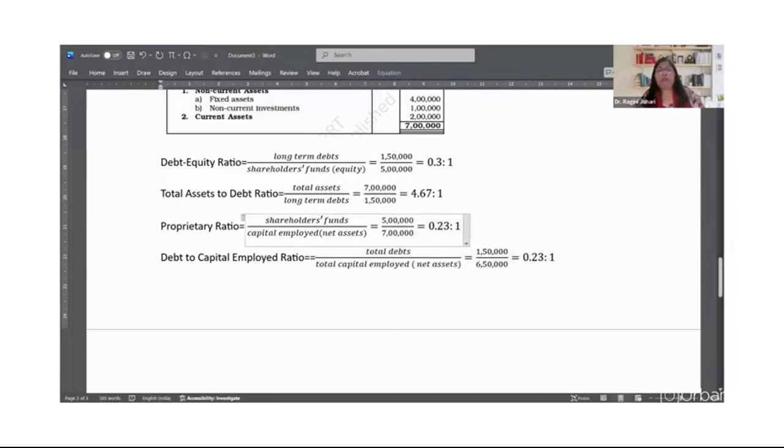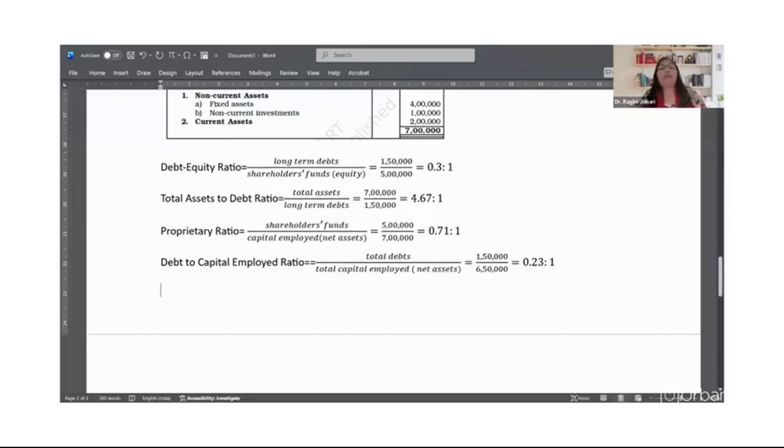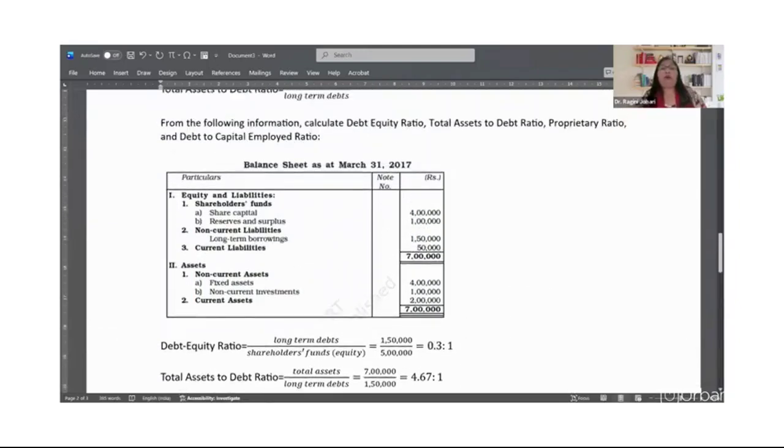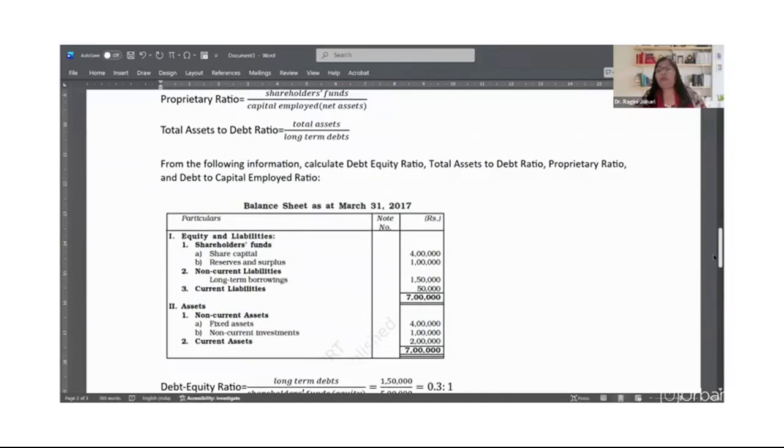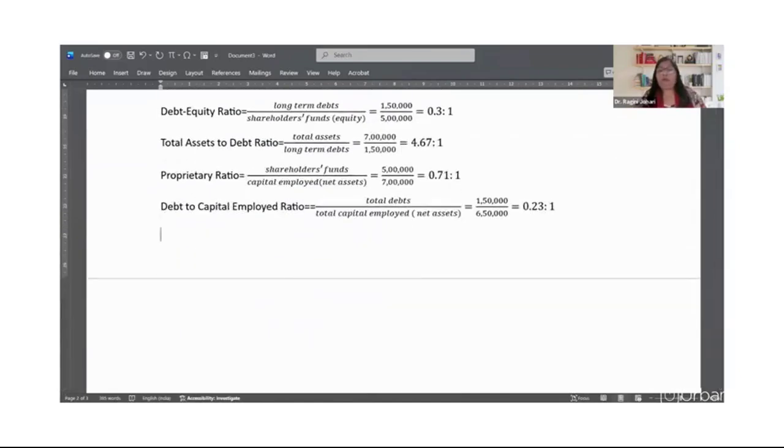I think my calculation about, let me just check the calculation once. Sorry. Yes, this calculation, 5 upon 7, would be 0.71 is to 1. Yes. Okay. Now, this has completed my question. I have found out all the 4 ratios which were to be found out.